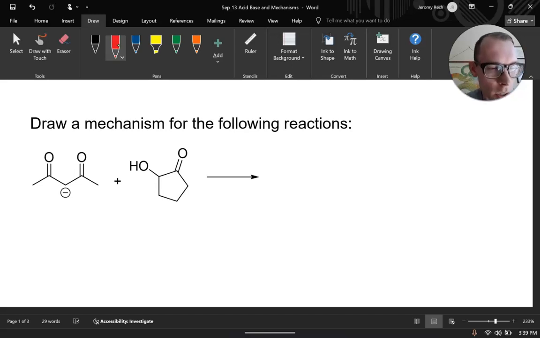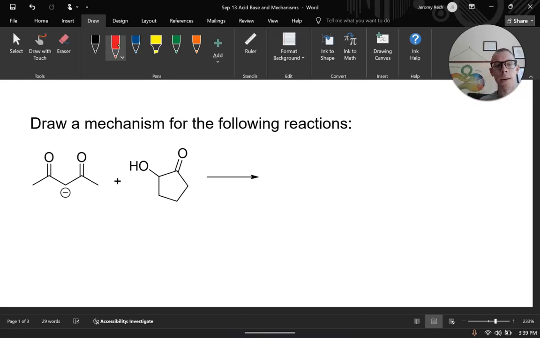We have two different structures. We have the one on the left, which has two ketones in terms of functional groups, and then the one on the right, which has an alcohol and a ketone. That's not a carboxylic acid because there are two carbons between your oxygens, not one.